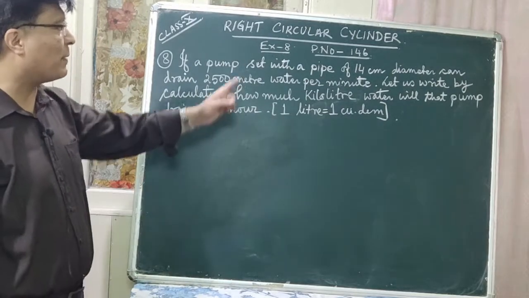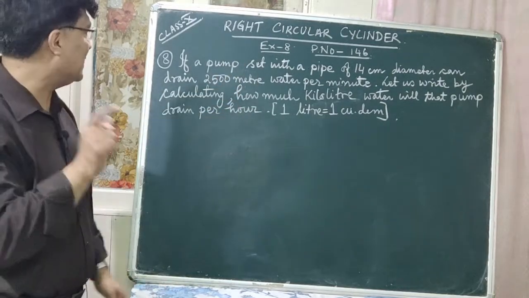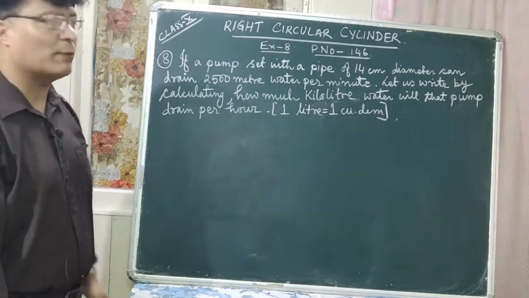So what is the diameter of the pipe? It is 14 centimeter and it can drain 2500 meters per minute.